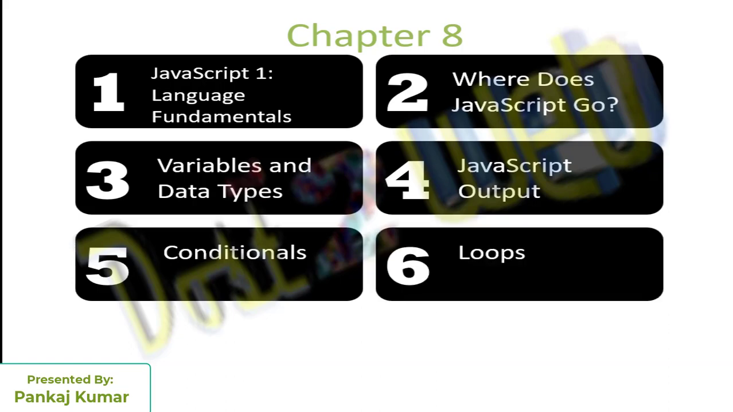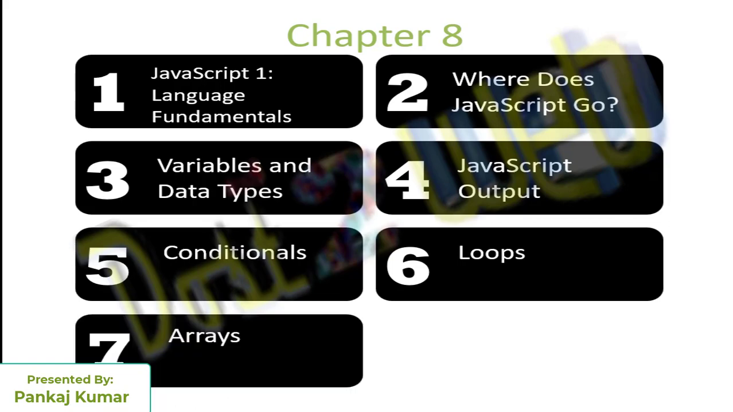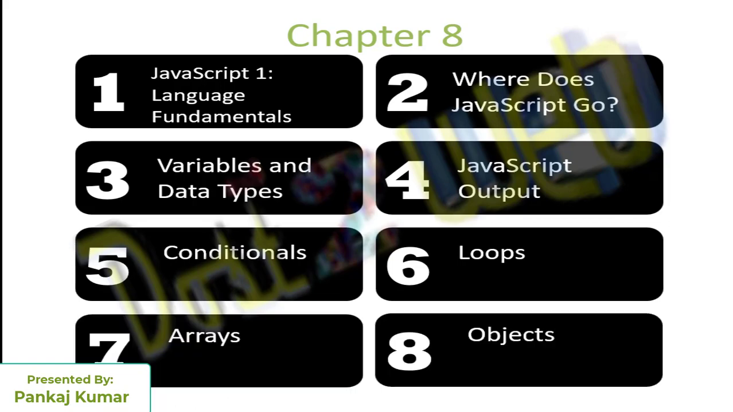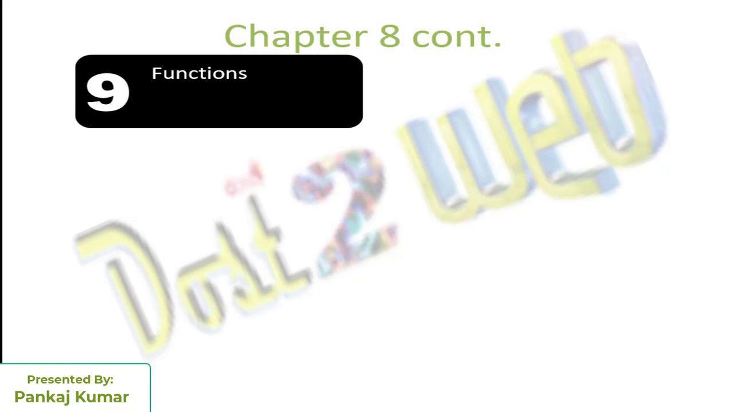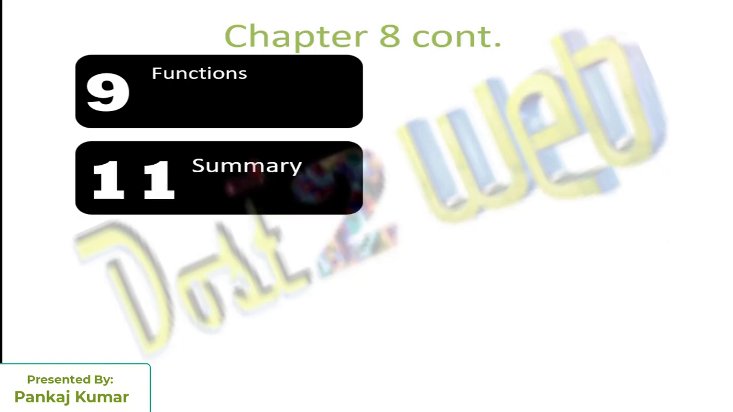Then loops, which you know very well, like for, while, do while, and here we'll be using for each also. Next you will learn about arrays, and next about objects, how to create objects in JavaScript. Then you will learn about functions. At the end you will get a summary of overall what we have learned. These are the things we are going to do in module 3. Let's start now.